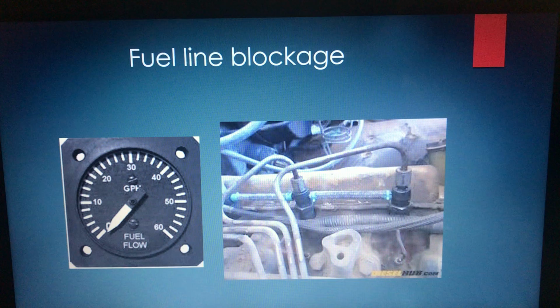Fuel line blockage. Fuel line blockage inhibits the flow of the fuel and may cause the fuel flow gauge to fluctuate. It is also likely to reduce the fuel pressure downline. Causes: deteriorating fuel bladders or items dropped in fuel tank.